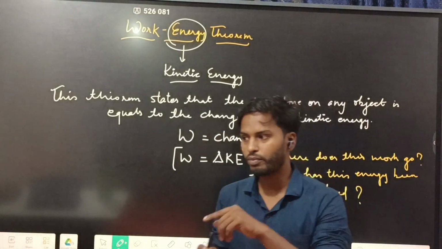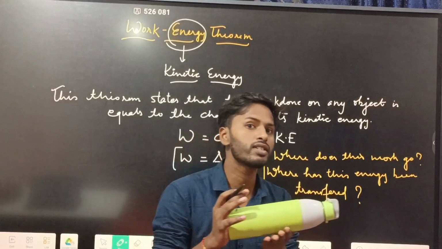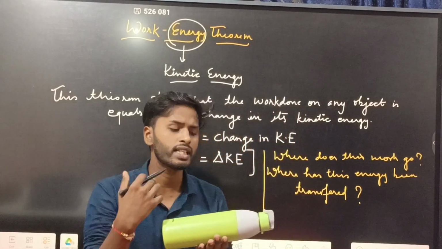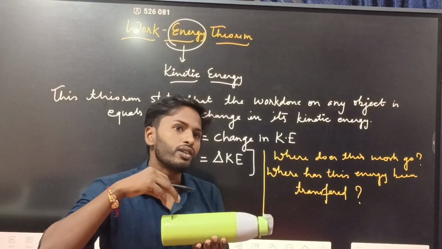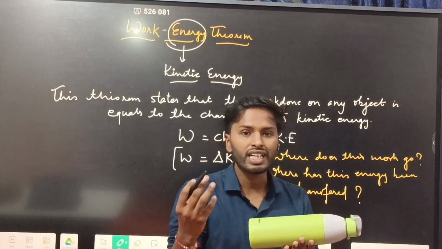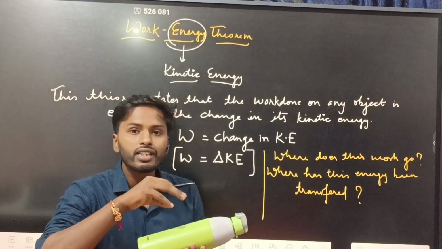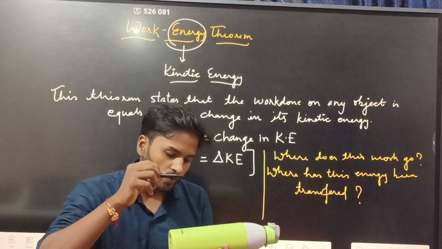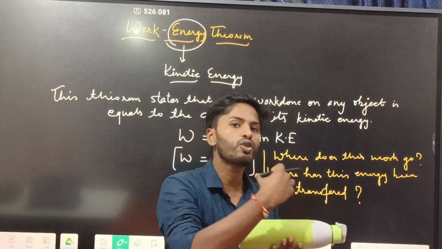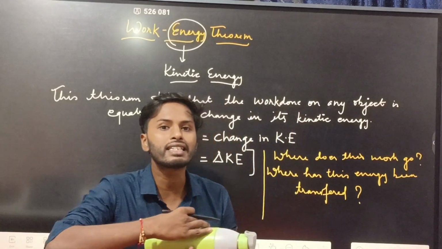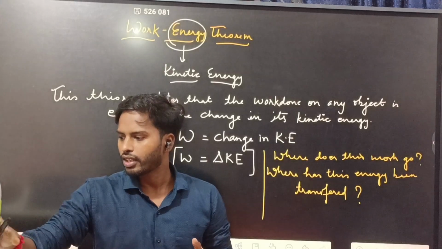The first question: this body was moving with a very slow speed and I applied a force, and the force causes displacement. When a body undergoes displacement because of force, that means some amount of work has been done on that body. So where does this work go? And the second question: while doing work on it, I have put some amount of energy into it. So where has this energy been transferred? These two questions come to our mind.